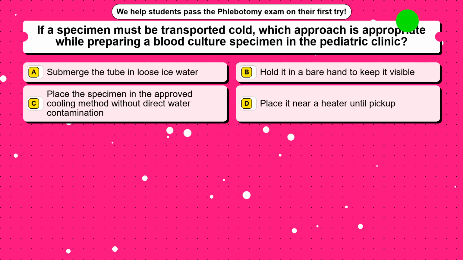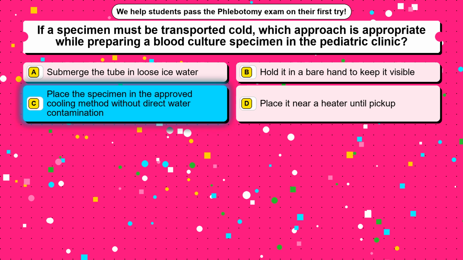Question 34. If a specimen must be transported cold, which approach is appropriate while preparing a blood culture specimen in the pediatric clinic? Option A. Submerge the tube in loose ice water. Option B. Hold it in a bare hand to keep it visible. Option C. Place the specimen in the approved cooling method without direct water contamination. Option D. Place it near a heater until pickup. The correct answer is option C.